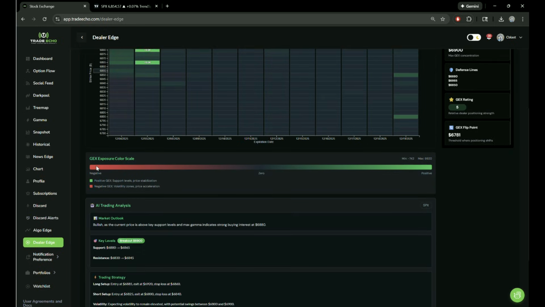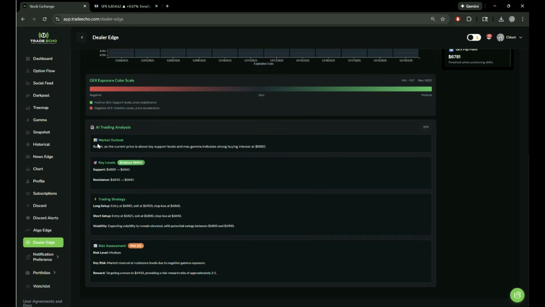Inside the AI trading analysis section, the market outlook is bullish, supported by clustered positive gamma around key support. The key levels section highlights breakout level 6,900, support 6,880 to 6,865, resistance 6,830, 6,800. The strategy recommendations show both sides.